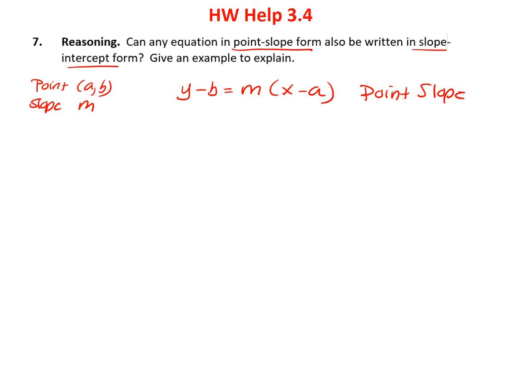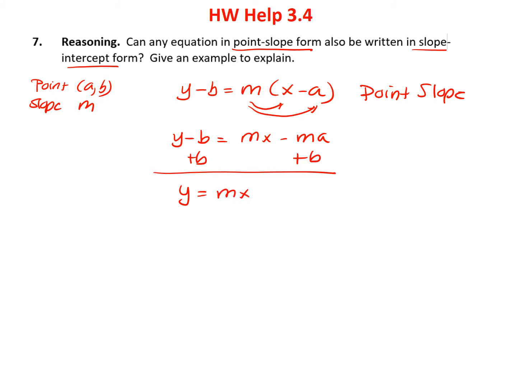Well, let's see. First thing, let's distribute. And I get y minus b equals mx minus ma. Now let's add b to both sides. And I get y equals mx plus, and I'll put it all together here, b minus m times a. So notice in this case, here's my y-intercept here, and here's my slope, and this is now in the slope-intercept form.